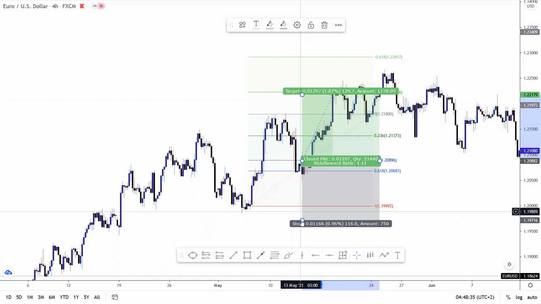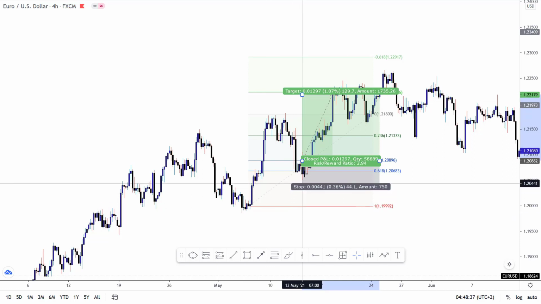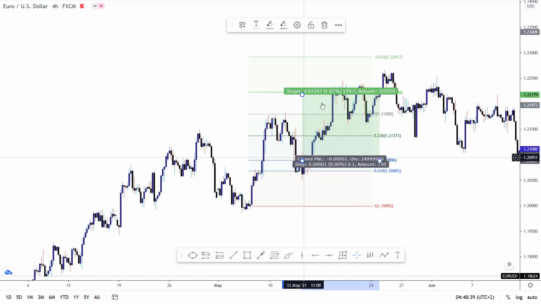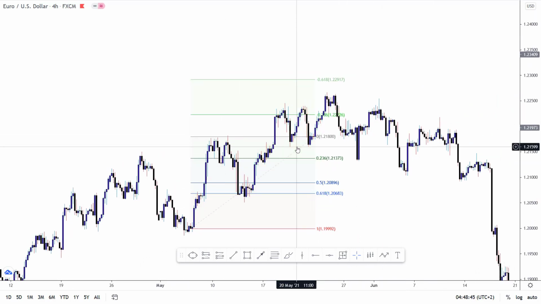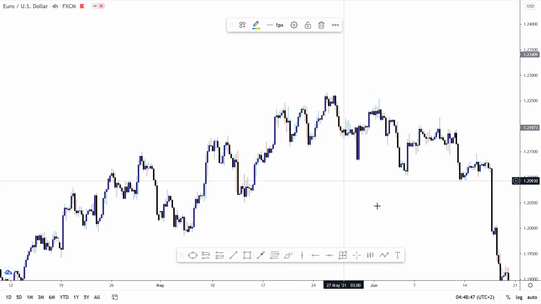Still, we would have had a somewhat good trade. A risk-free trade. Would not have lost anything from that trade, made something out of it. It's all about managing funds, remember.